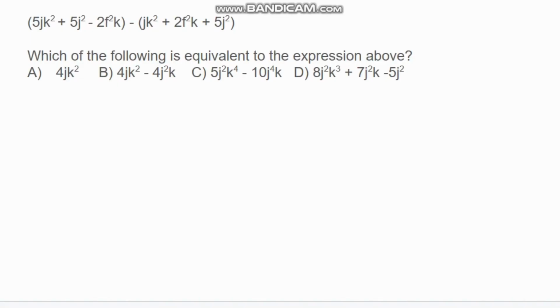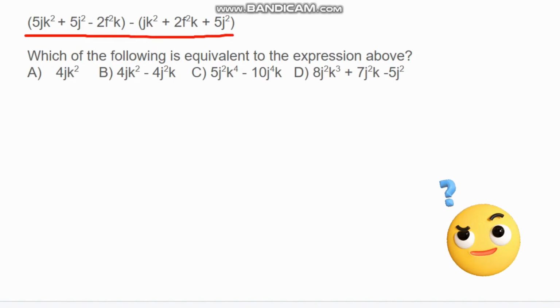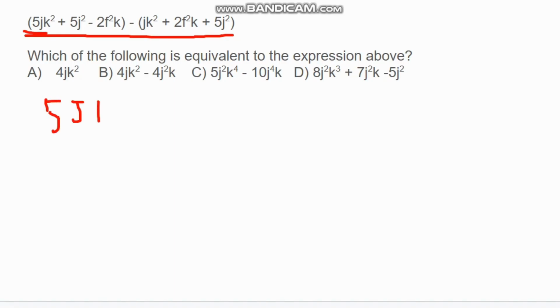All right, so we're going to take this expression right here, and we want to know which one it's equivalent to. And to do that, we got to simplify it. When we simplify letters and exponents, we have to make sure we add or subtract ones that are exactly the same letters and exactly the same exponent. I'm just going to write these in kind of a column and put the ones that are the same underneath each other. All right, 5j squared, 5j squared.